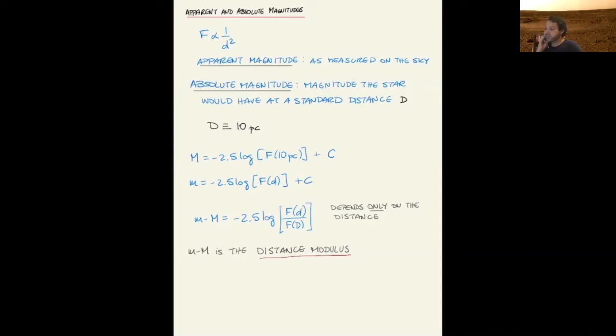Now, because the flux follows an inverse square law, we can write these fluxes in terms of the square of the distance. So the distance modulus can be written as little m minus big M is equal to plus 2.5 times log the ratio of the distances squared, which is equal to 5 times the log of the ratio of the distances. And if the distance is given in parsecs, d is simply 10 parsecs, so that becomes 5 log d in parsecs minus 5.